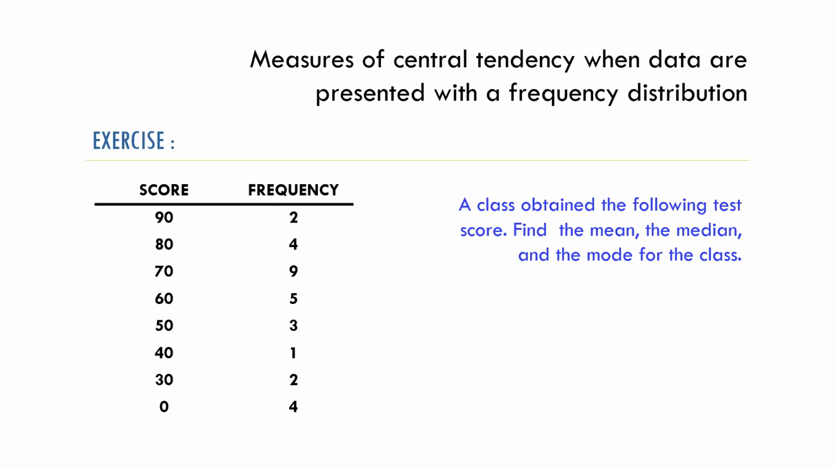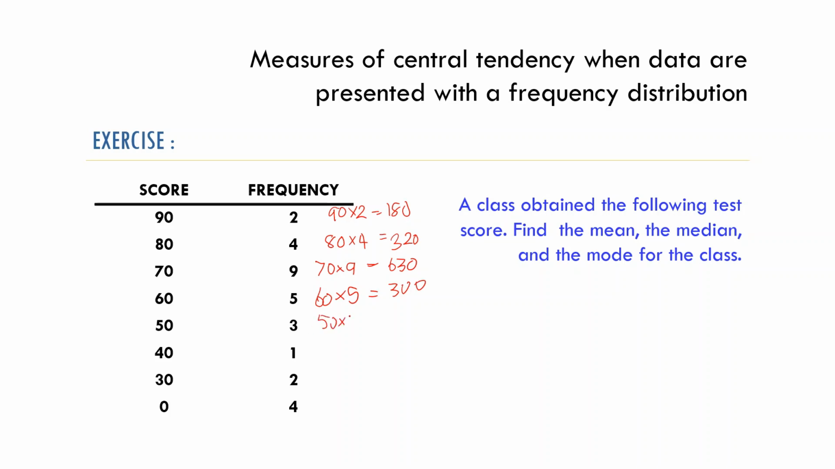Alright, now to find the mean, same as before, you have to find the overall total of the scores. So in this case, we use 90 multiplied by 2 is 180. 80 multiplied by 4, 320. 70 multiplied by 9, 630. 60 multiplied by 5, 300.